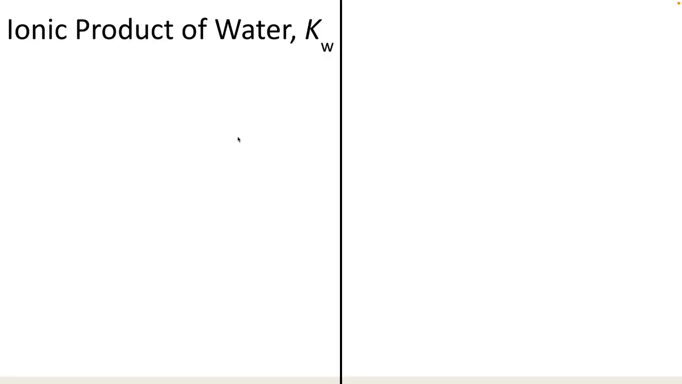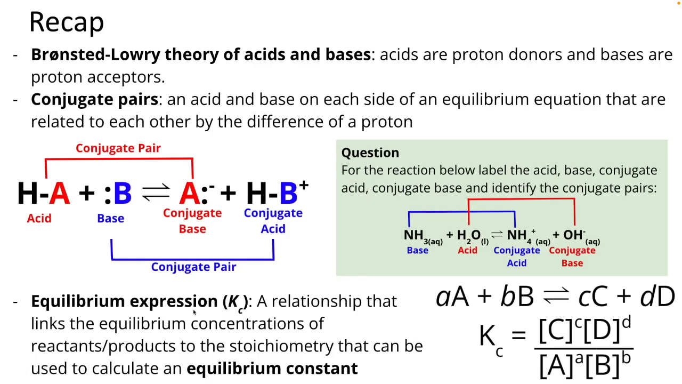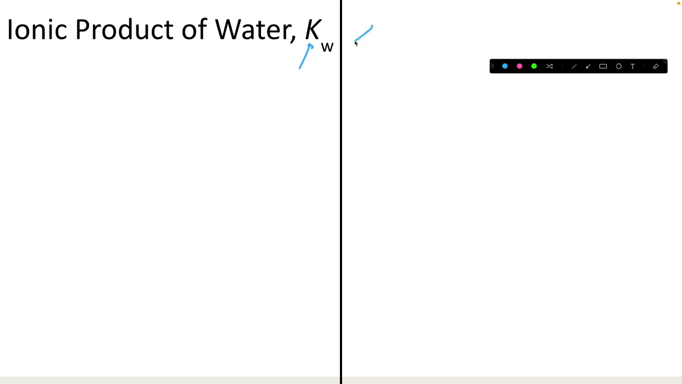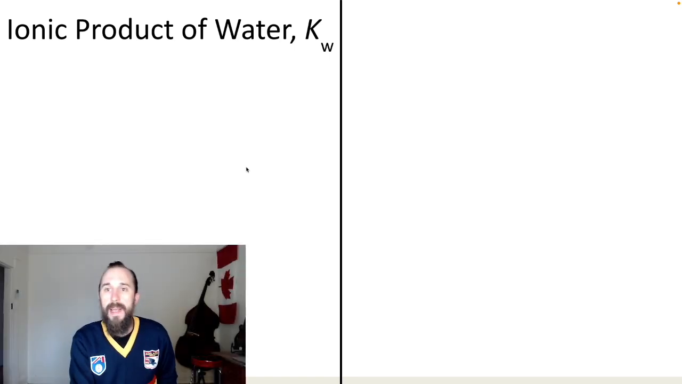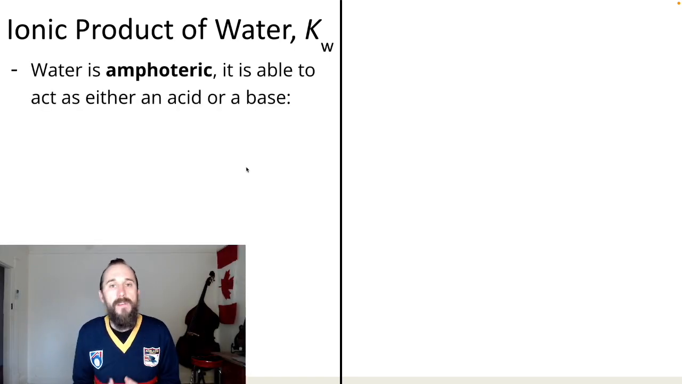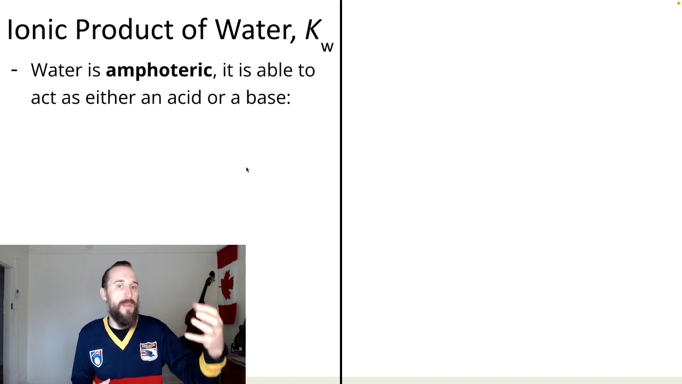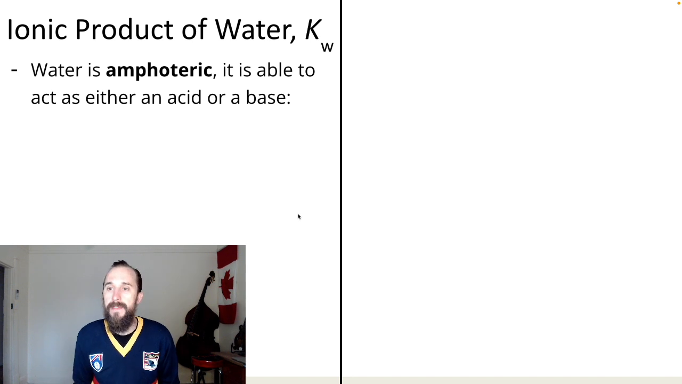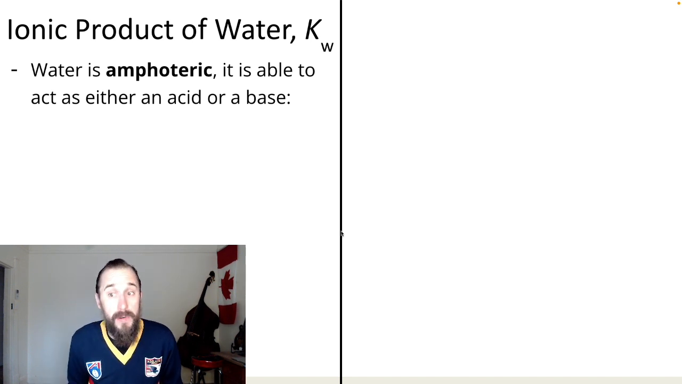Let's dive into something new, which is this idea of the ionic product of water. It's a type of equilibrium expression, so we're given this K symbol, but it's a little bit different. It's referring specifically to water, so we designate it with a W for water. Water is an amphoteric substance. We've defined that previously as something that can act as either an acid or a base. Depending on the context, it's able to accept a proton, but it's also able to donate a proton.